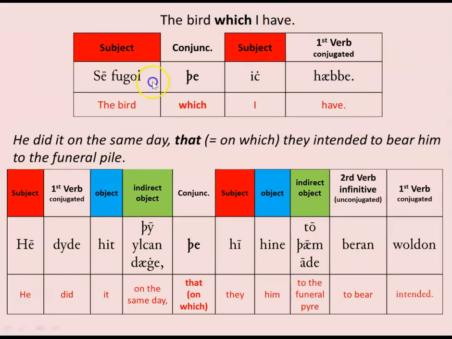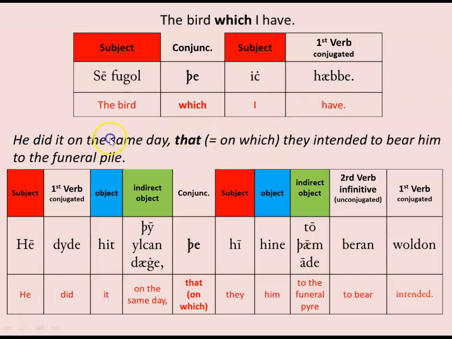All right, next bit. The bird which I have. Se fugol þe ic hæbbe. The bird which I have. So the subject here in the first clause is simply the bird. Þe is now which. Before it was who, and then whom, and now it's which. You need to be flexible when you interpret this. It can take on a number of words. It can represent any one of the relative pronouns I mentioned earlier on the previous slide. Then the subordinate clause, the relative clause, the secondary clause, ic hæbbe, verb at the end, I have.